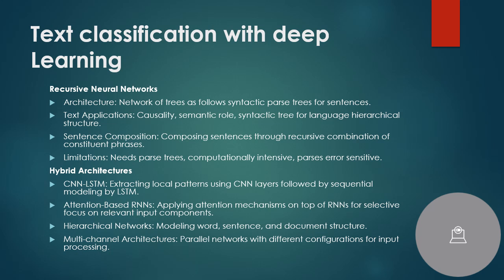And the hybrid architectures combine different neural network architectures to leverage their strengths. For example, CNN-LSTM, where CNNs extract local patterns and LSTMs model sequential dependencies. And attention-based RNNs, where attention mechanisms are added to RNNs to focus on the relevant input parts. Hierarchical networks model text at different levels, like word, sentence, and document. Multi-channel architectures use parallel networks to process input in different ways.